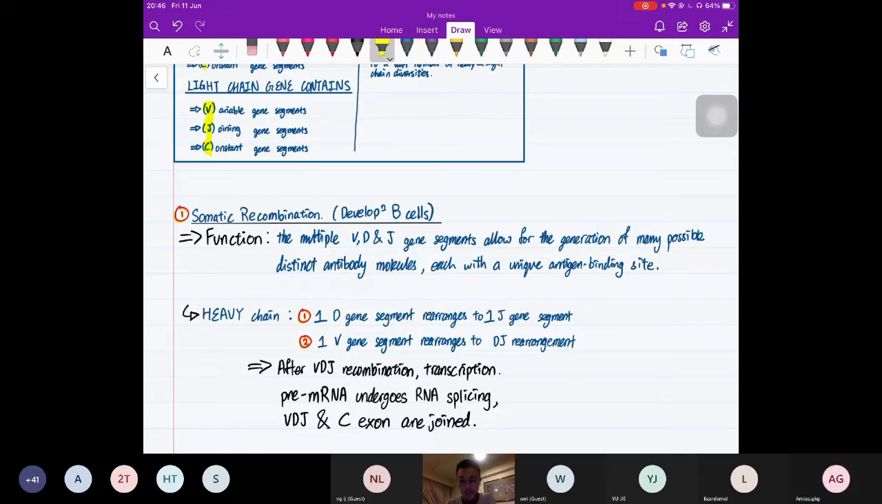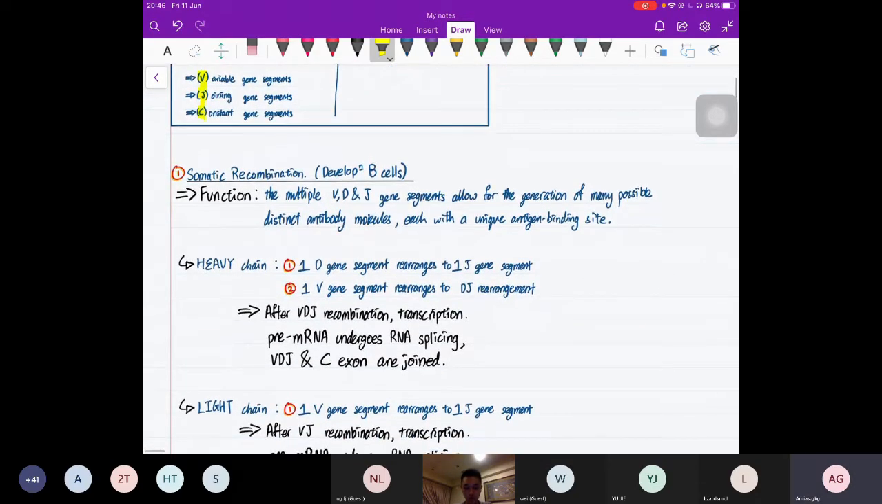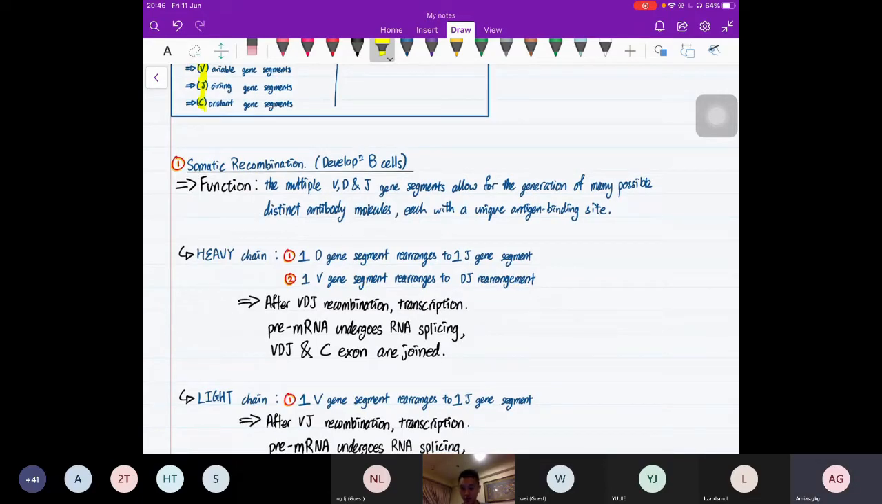Okay, and this occurs in your developing B cells. So it is before your naive B cell even comes about, while it is developing. Okay, so we're talking at the gene level here, in case you need clarification. Gene level. So we talk about the DNA strand.